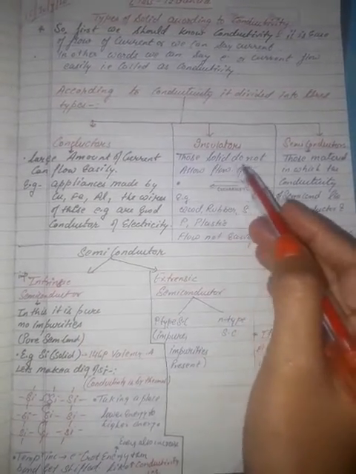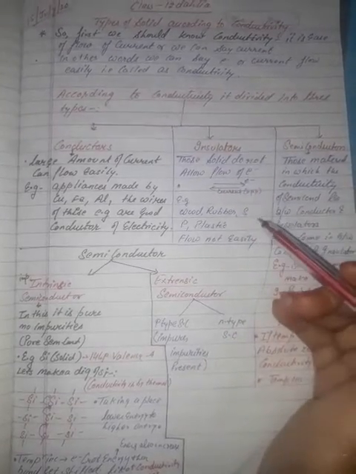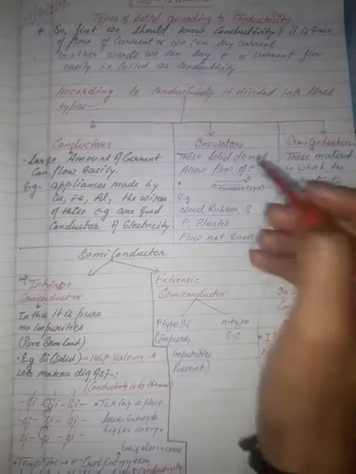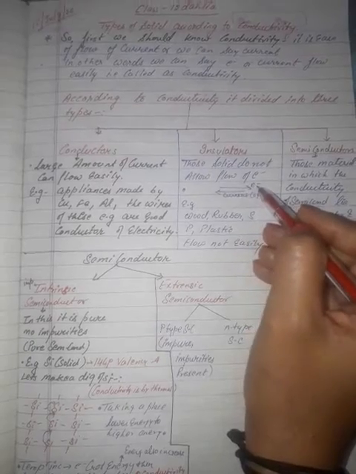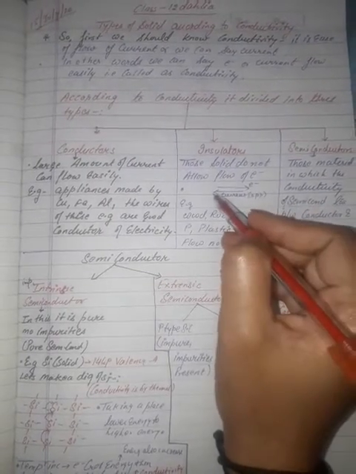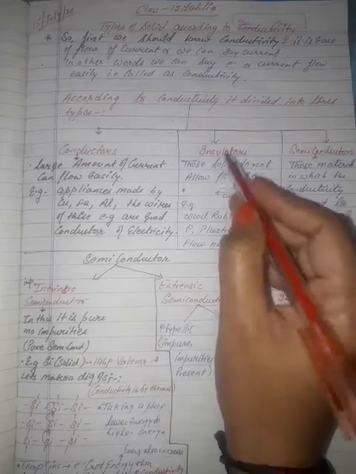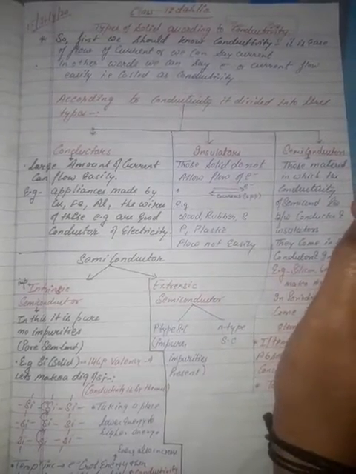In an insulator, those solids do not allow the flow of current. It means that if electrons go to one side, then current will flow in the opposite direction. This thing is happening in an insulator.